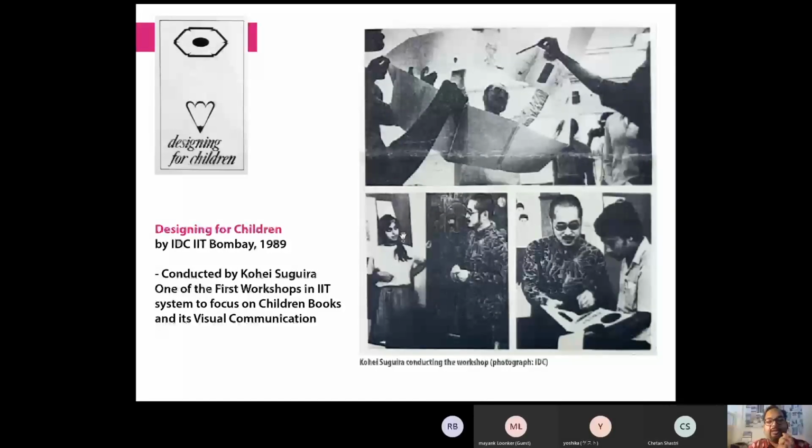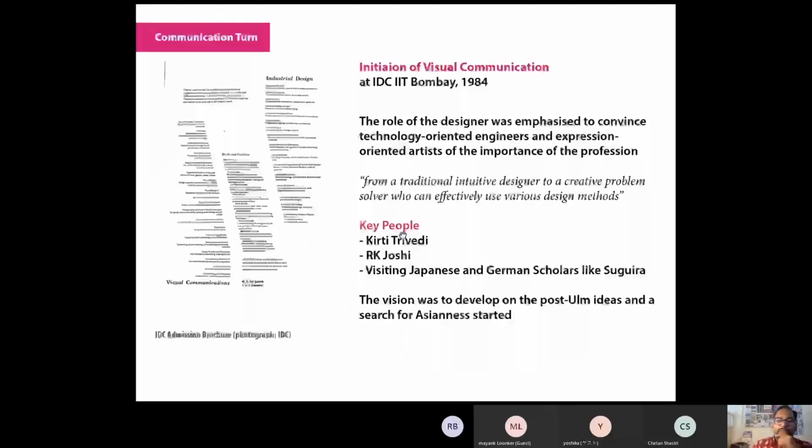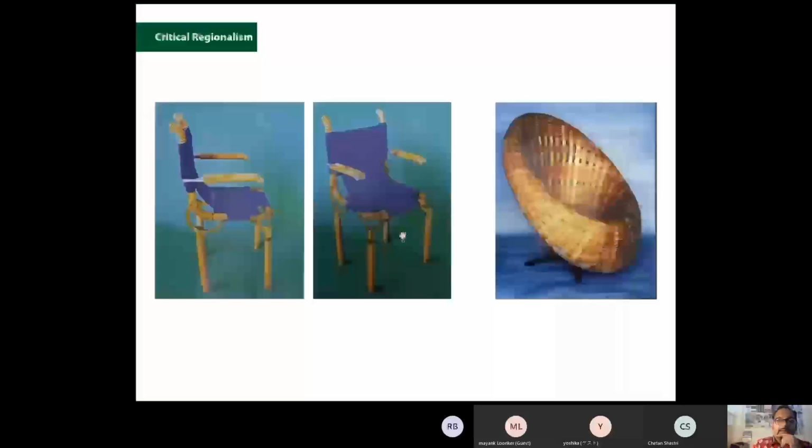So you can see Sugera here talking about designing for children. In the projects, you can see now a bit of critical regionalism, which is a term popularized by Kenneth Frampton. So now no one is talking about the functionality or the ergonomics of a chair. Now they are talking about the locality or the identity of the chair. So you can see several experiments in the material also.